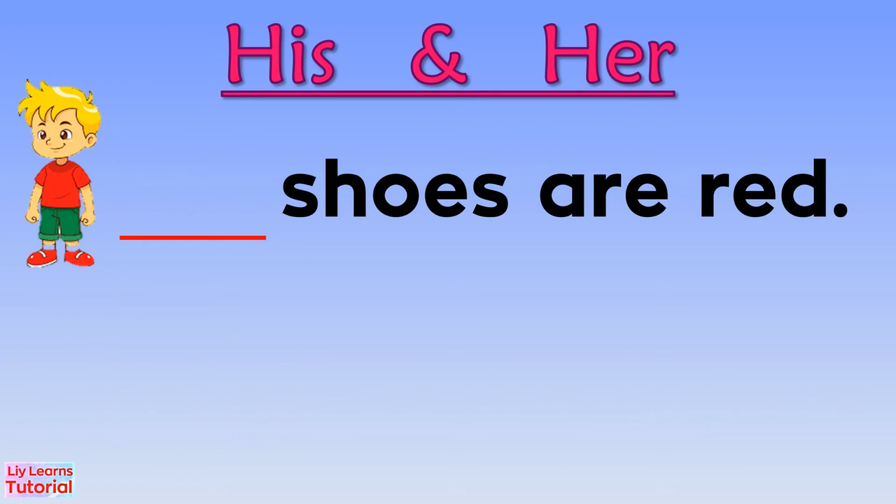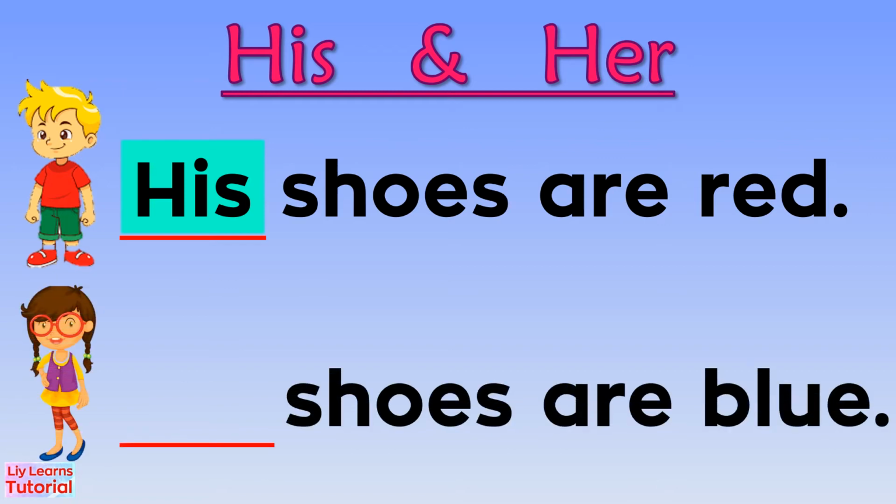Now, look at the pictures and use his and her in the sentences. In this example, we use his because he is a boy. We say his shoes are red. Here, we use her because she is a girl. We say her shoes are blue.